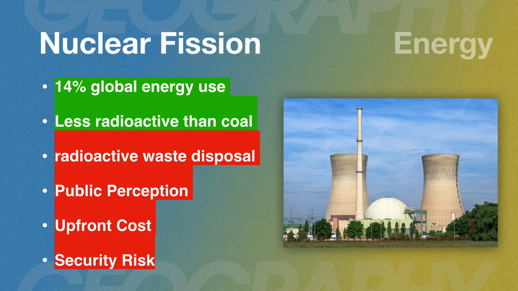It actually supplies about 14% of our global energy usage. It's less radioactive than coal. The dangerous part about it is the radioactive waste. And there's a public perception surrounding it. You'll hear about meltdowns all the time. Very high upfront cost, and there is a security risk. What happens when a country can suddenly refine uranium or plutonium so that they can create weapons?